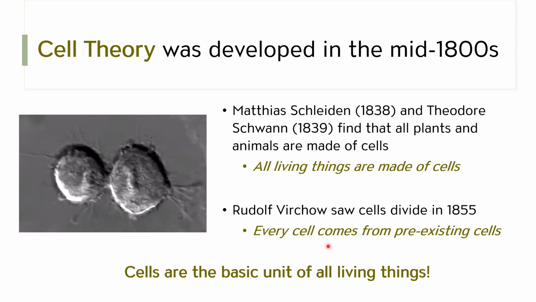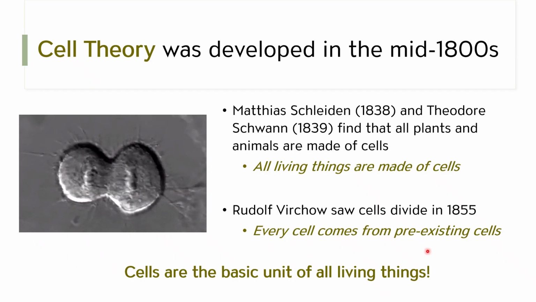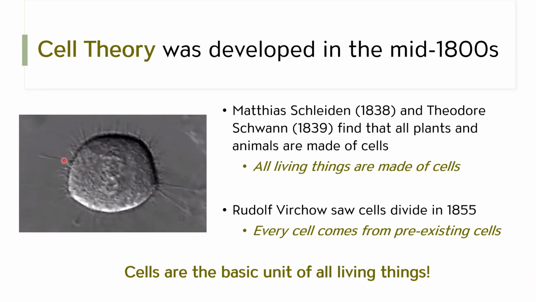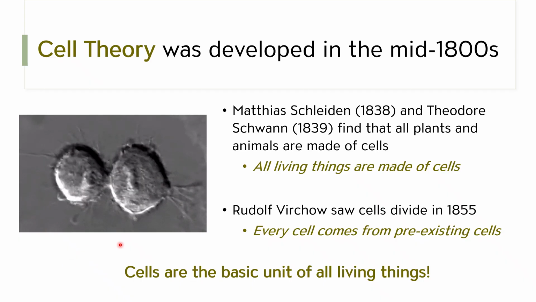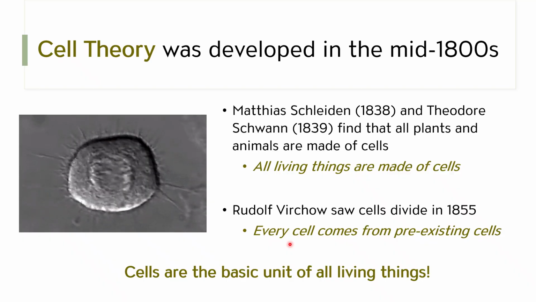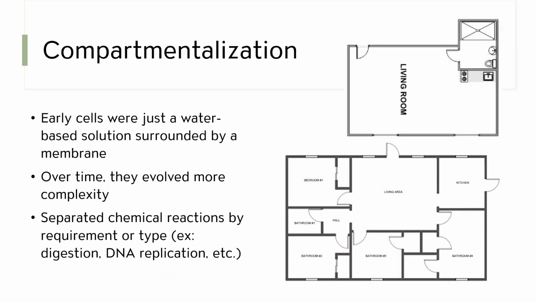And then we have the secondary part of cell theory, which is that every cell comes from pre-existing cells. As we can see in the image here, a cell will divide to form new cells. So those are the two core tenets of cell theory. So there are two types of cells on Earth. And the reason for that is basically this idea of compartmentalization. This really defines the differences between the two types of cells.